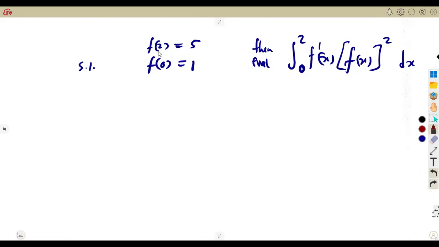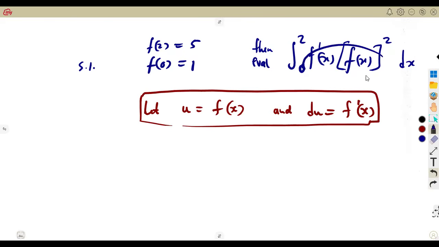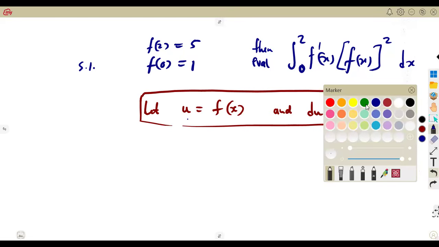So from these values, if f is a function of x, we can introduce a substitution and say, let u be equal to f of x. If u represents f of x, thus du is going to be the first derivative of f of x. With this understanding, guys, we are going to change this into u. So meaning to say, also the limits are supposed to change.